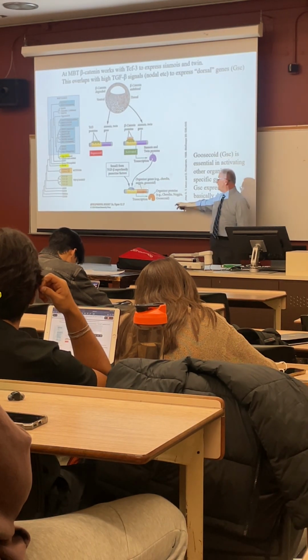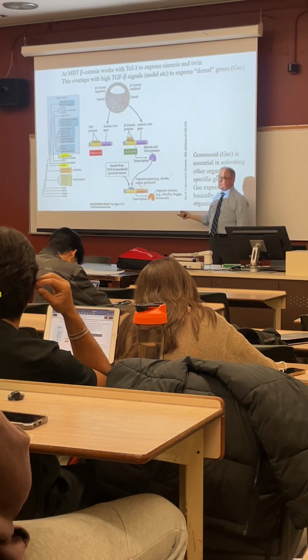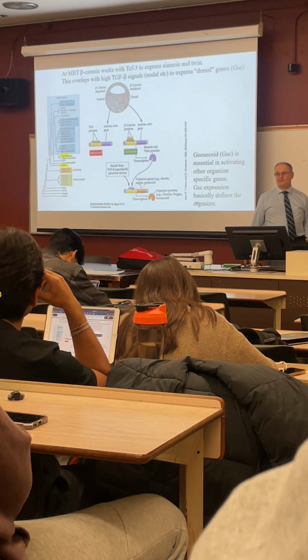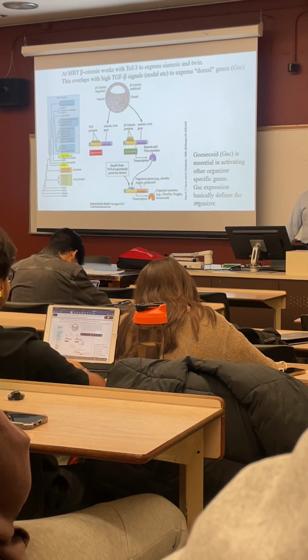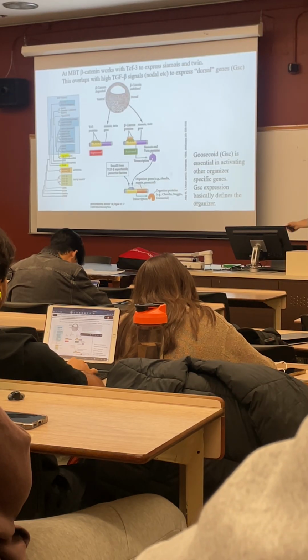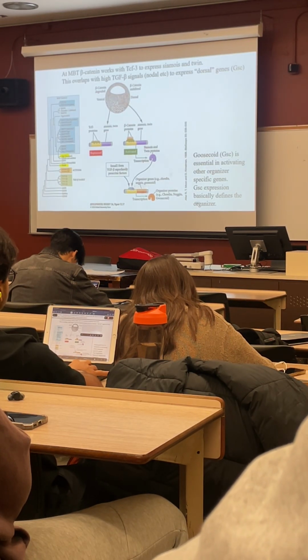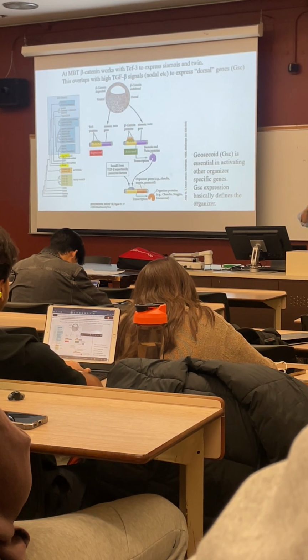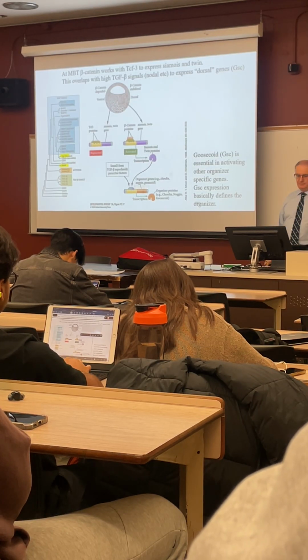You then start turning on other genes such as noggin and chordin, which we'll talk about now. Everyone get that? So only the cells of the dorsal organizer are going to have goosecoid, basically. Other cells may be mesoderm, but they're not going to have goosecoid.